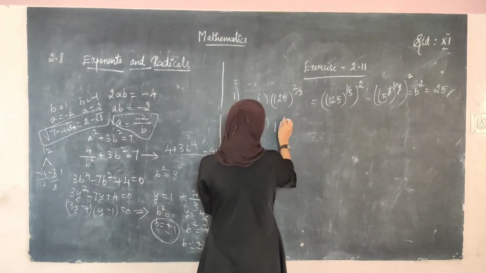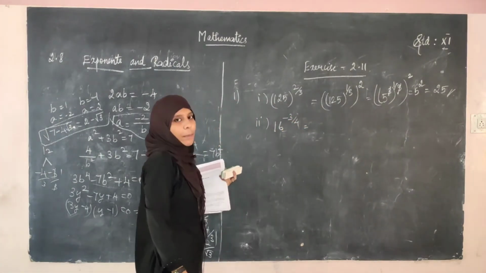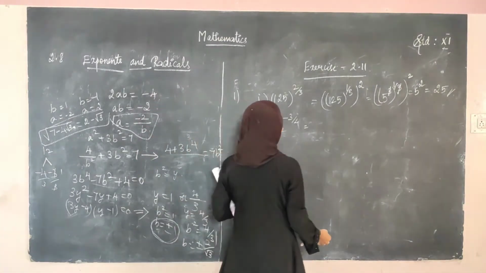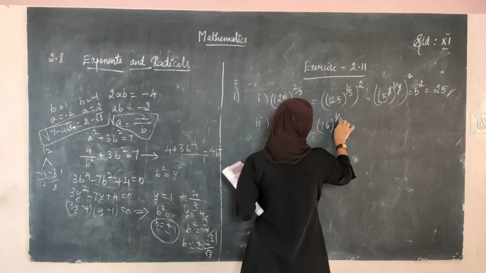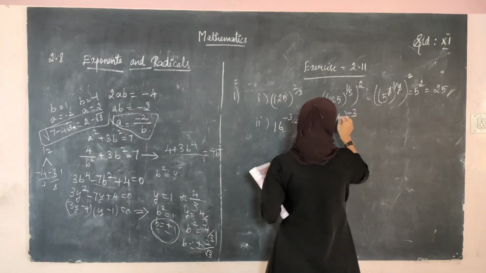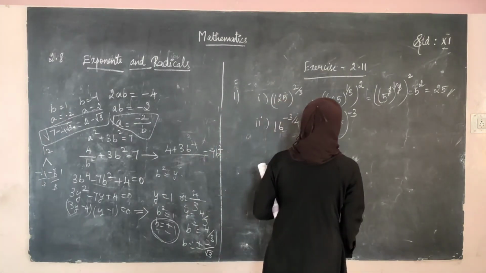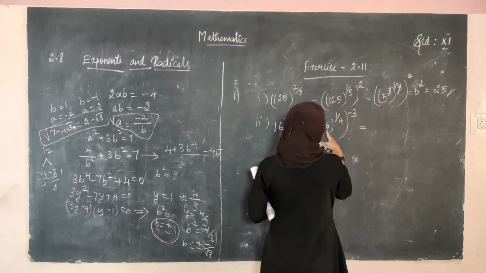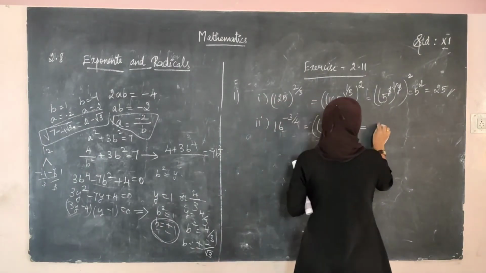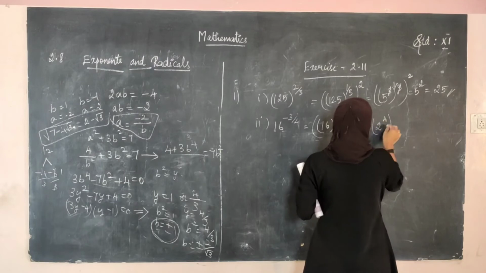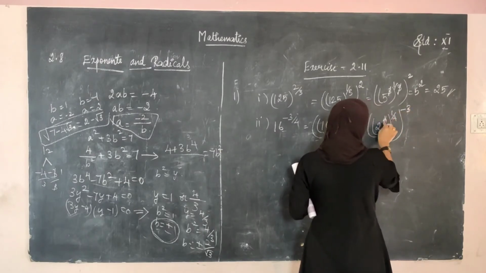16 power minus 3 divided by 4. So this can be written as 16 power 1 by 4 into minus 3. Okay, so this 16 can be written as 2 power 4. 2 power 4 is 16. Therefore, 2 power 4, the whole power 1 by 4, the whole power minus 3. This and this gets cancelled.